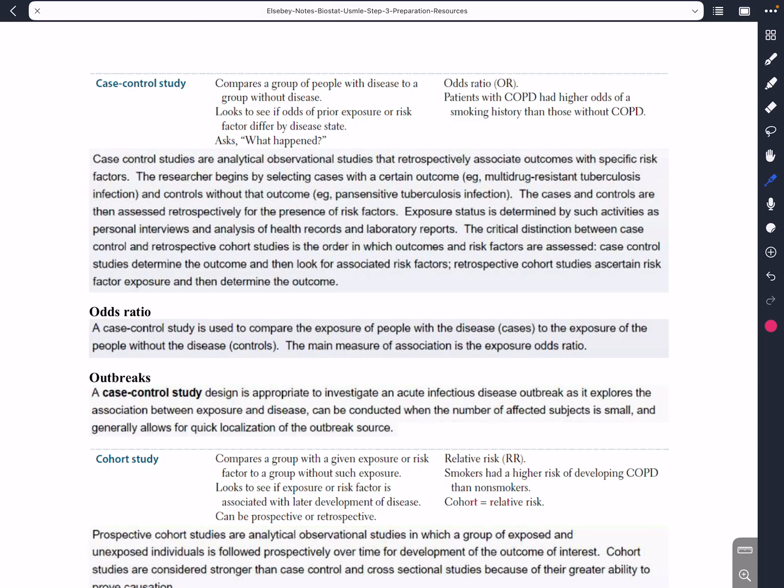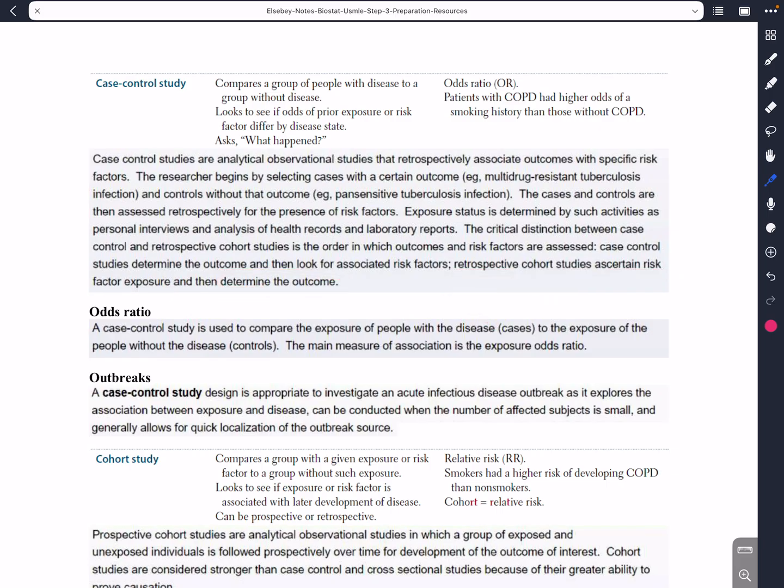So exposure status is determined by such activities as personal interviews and analysis of health records and lab reports. The critical distinction between case control and retrospective cohort studies is the order in which outcomes and risk factors are assessed. So case control studies determine the outcome and they look for associated risk factors. Retrospective cohort studies, however, ascertain risk factors exposure and then determine the outcome. So retrospective means looking back in time.